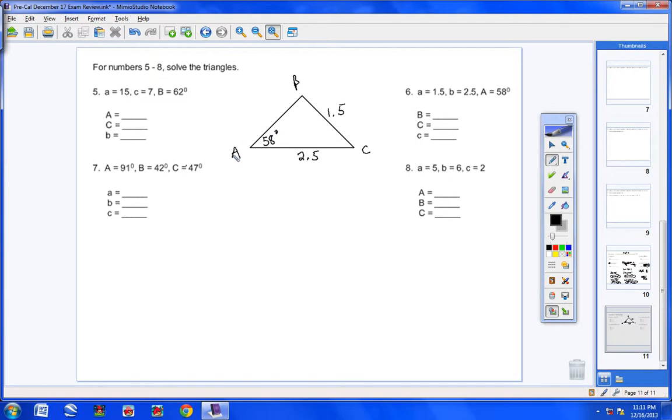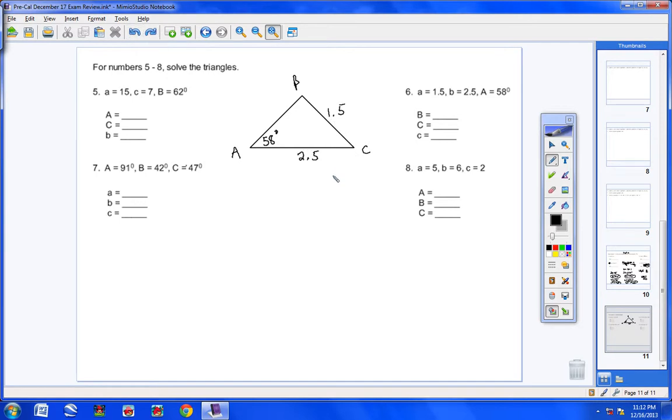Now the first thing you do is you check, do I have side-side-angle? And yes, you do. Look, you have a side, then a side, then an angle, or angle side, however you want to say it. It doesn't matter as long as you realize you've got this situation where there could be one solution, two solutions, or no solution. Okay, please keep that in mind.